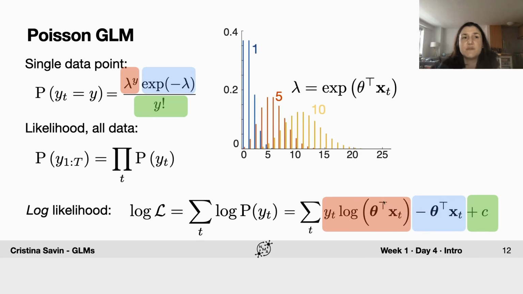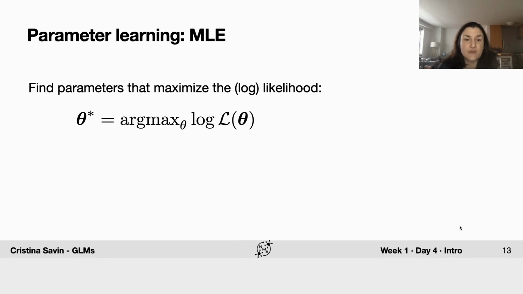Okay, so we've computed this quantity. What do we need it for? The answer is for parameter learning, where whenever we try to fit parameters to data, we do this typically by a maximum likelihood estimate, or MLE. That is, we want to find the parameters that maximize the log likelihood of the data.